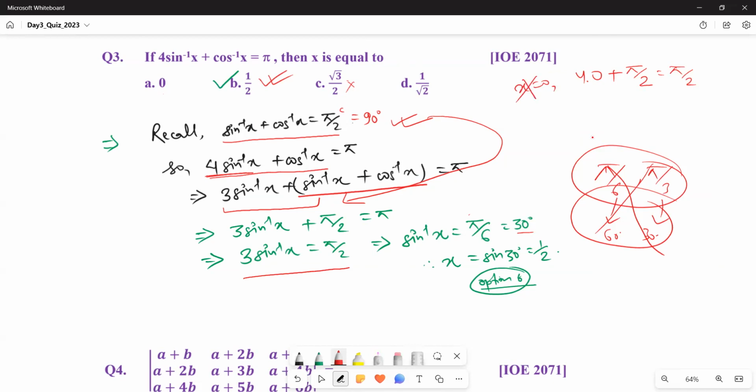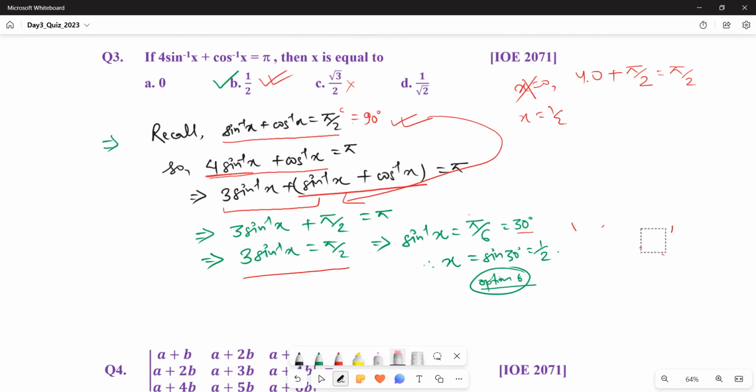Now again, when you substitute value of x as 1 by 2, what will you get? We have 4 sine inverse, right? When you put the value of x as 1 by 2, 4 sine inverse 1 by 2. 4 sine inverse 1 by 2 means what? It should be pi by 6, right? That is 30 degree. Generally degree is not written in these calculations, because this number 4 is in radian, so this angle you should also write in radian only, right?